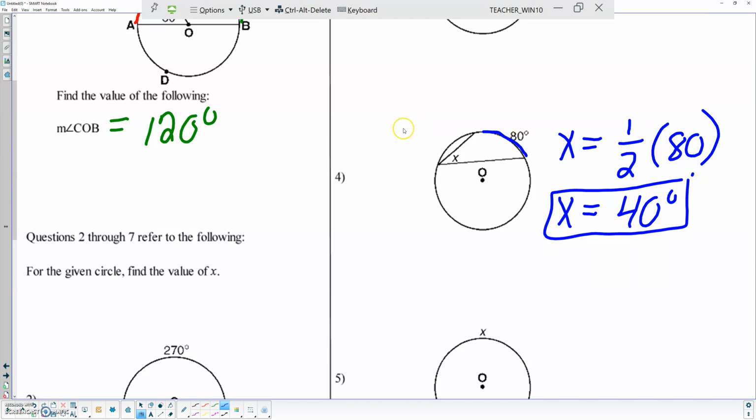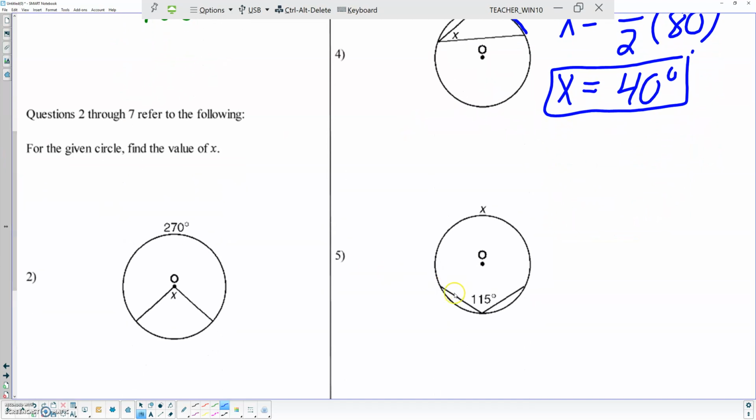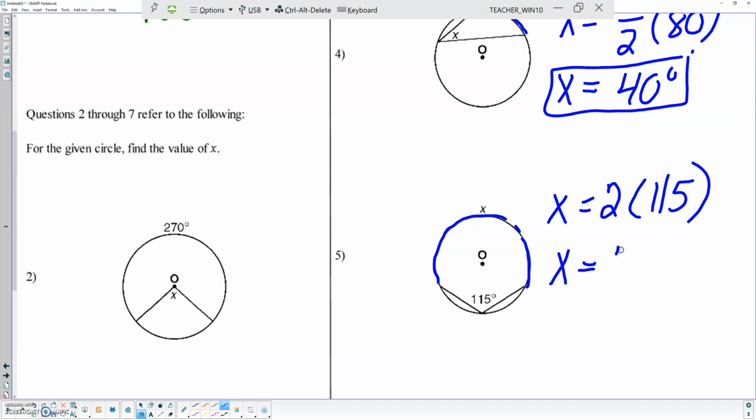Number 5 is also dealing with an inscribed angle. Just be careful, because this time they give you the angle. That means the intercepted arc is going to be twice that amount. So x is going to be 2 times 115, so in this case, that arc is 230 degrees. Those were the first 2 types of angles that we went over.